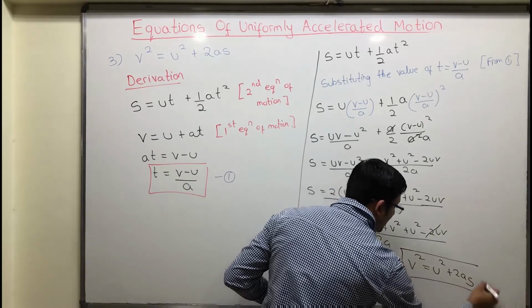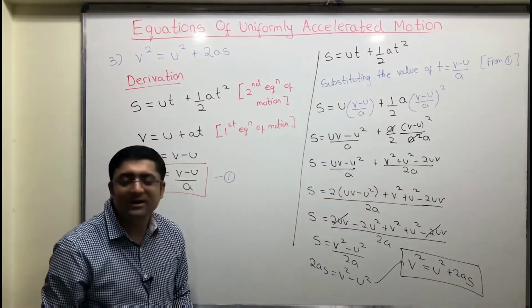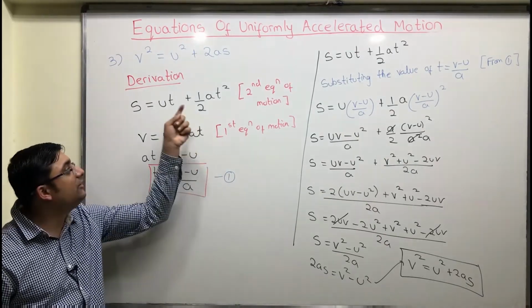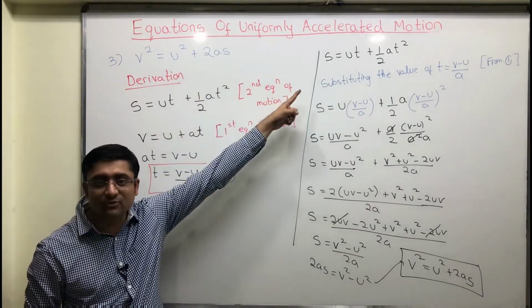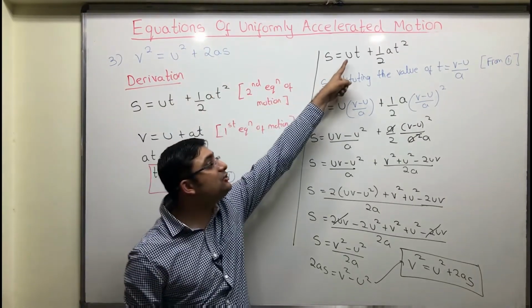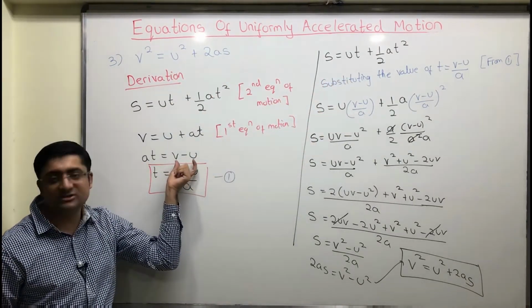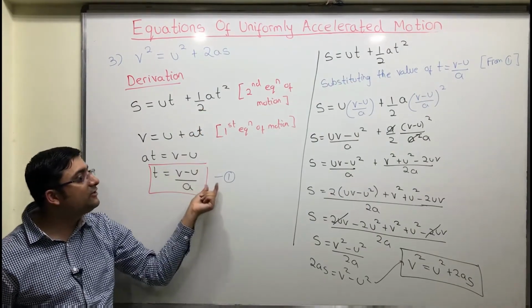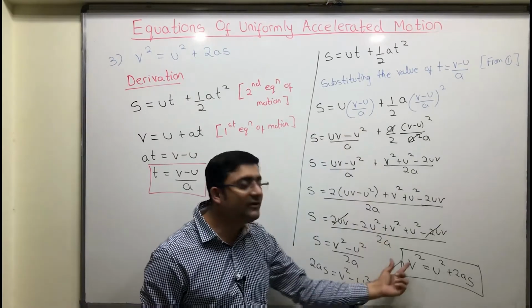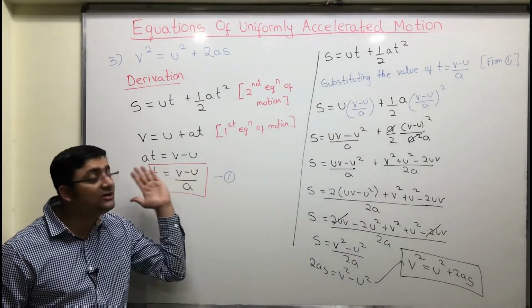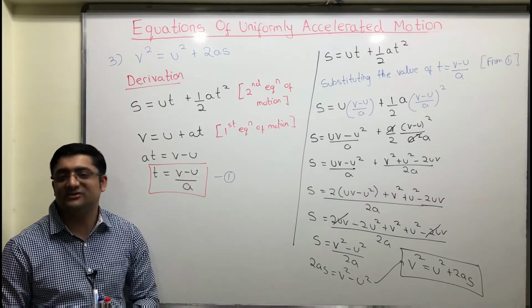So it's just a bit more calculation, but it's pretty much the same thing. So let me do a recap. For the third equation of motion, we first of all write down the second equation of motion. If you notice, in the third equation of motion, there is no t. So we substitute the value of t from where? From the first equation of motion. So first write down the second equation of motion, get the value of t from here, substitute here, simplify, you'll get your answer. So this is how you algebraically derive the three equations of uniformly accelerated motion.